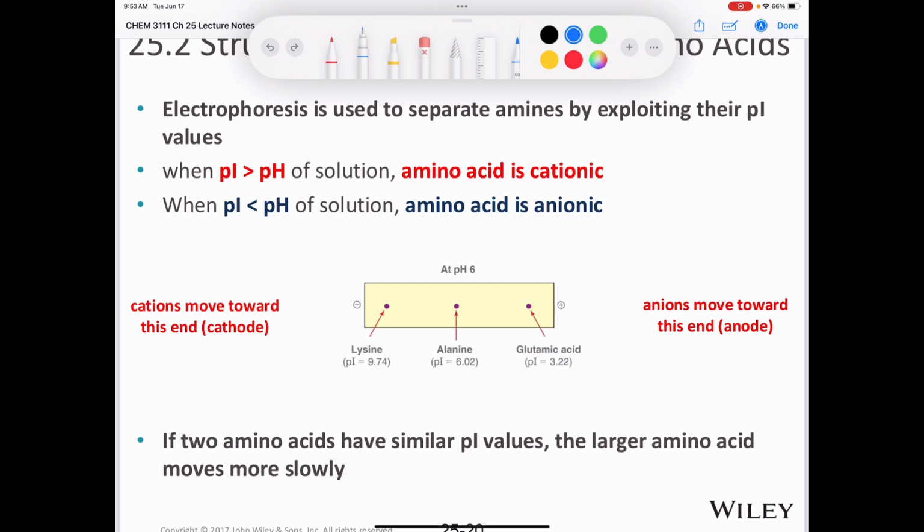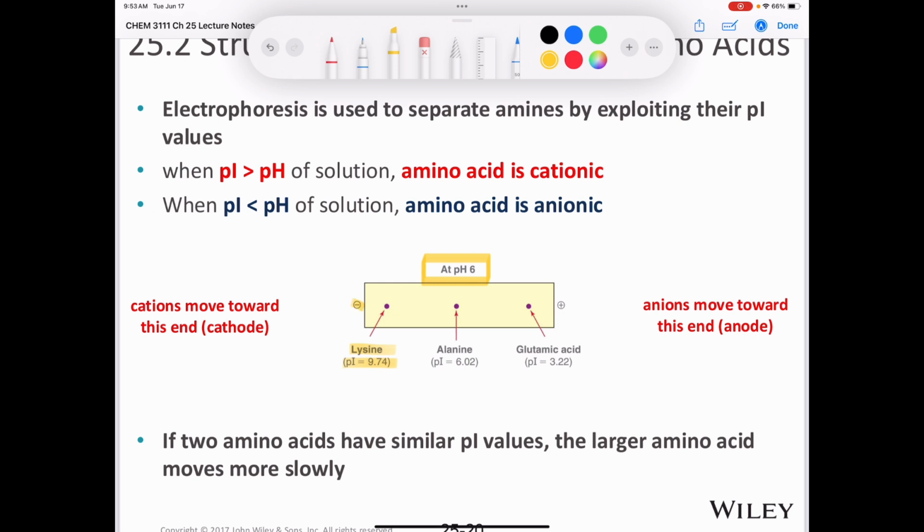And then when an electric field is applied, the amino acids are going to separate based on their different isoelectric values. If the isoelectric point of an amino acid is greater than the pH of the solution, the amino acid is going to exist in a form that bears a positive charge, and it's going to migrate towards the cathode. So if we think about lysine, which has a basic side chain, it has an isoelectric point of 9.74. If you put it in a solution that's buffered at a pH of 6, well, the pH of 6 is more acidic, therefore it's going to be protonated, right? So it's going to have a positive charge overall, and it's going to migrate towards the cathode.